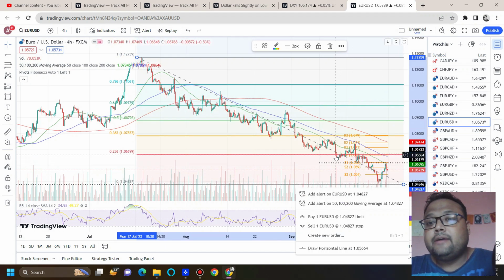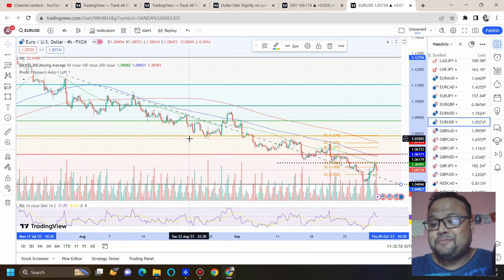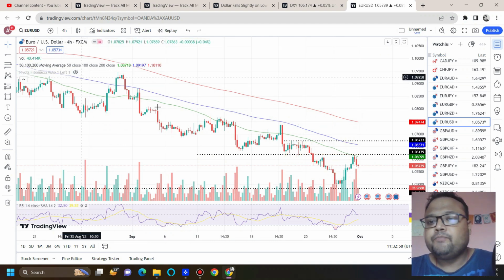And in addition to that, if I draw Fibo from the top to the bottom, then I can see that we also have additional confirmation from Fibo 0.236. So this level is really important. And right now the market sentiment is bearish. So sell on rise is the best trading strategy that we can follow.